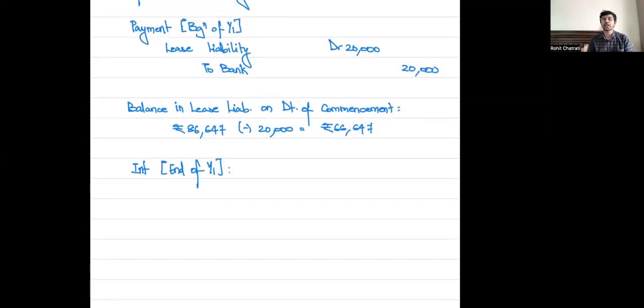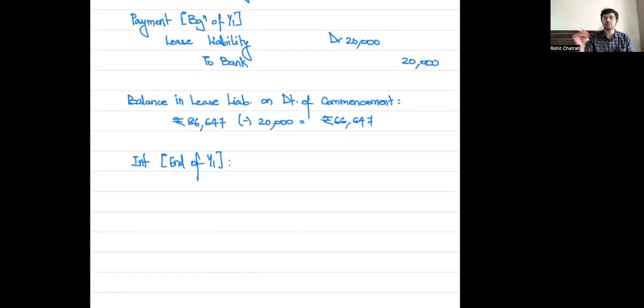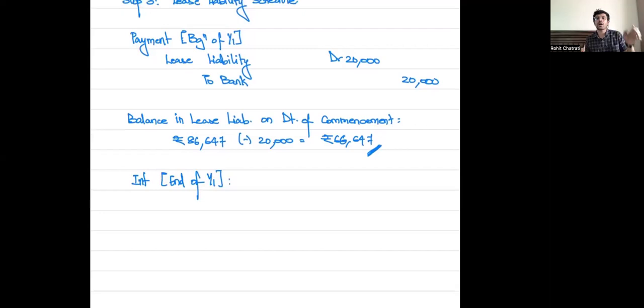Interest is now not going to be recognized at 86,000 multiplied by 12 percent. It will be recognized as 66,000 multiplied by 12 percent. Remember, the amount of borrowing that has been outstanding throughout year one is not 86,000, it is actually 66,000. You had a borrowing on day zero of 86,000, but immediately you repaid 20,000. Therefore, your borrowing that has been outstanding throughout the year is only 66,000, and you have to calculate interest on 66,647.